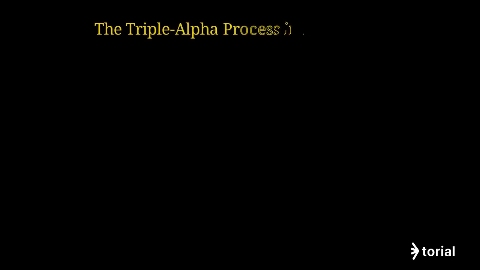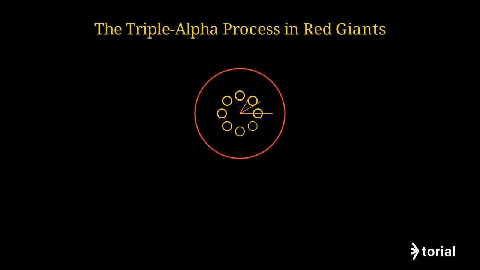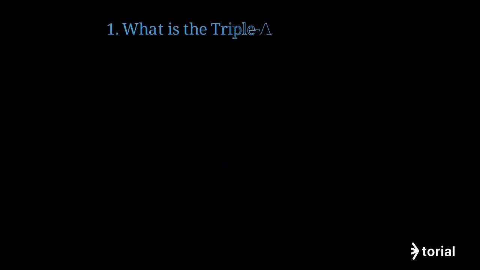Let's explore the triple alpha process that powers red giant stars and discover which intermediate nucleus forms first. Red giant stars are massive stellar objects where incredible nuclear fusion processes occur in their cores. First, let's understand what the triple alpha process actually is.